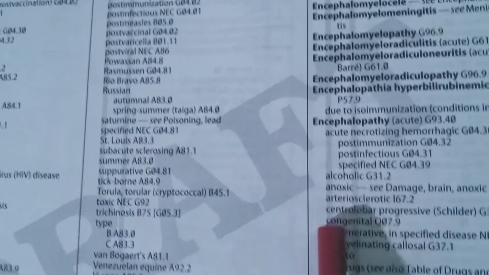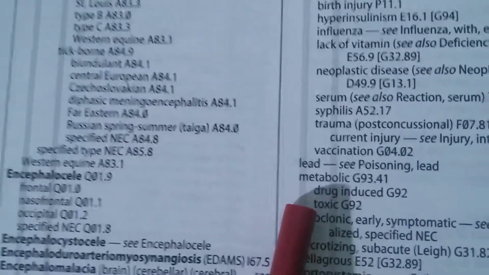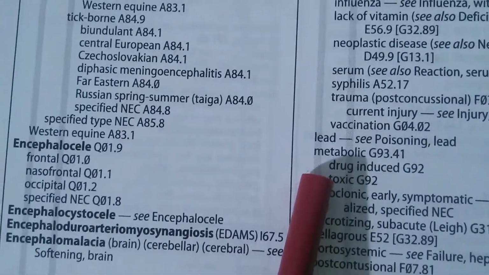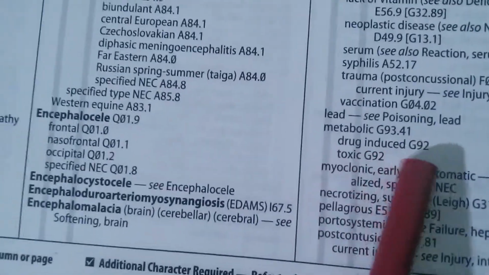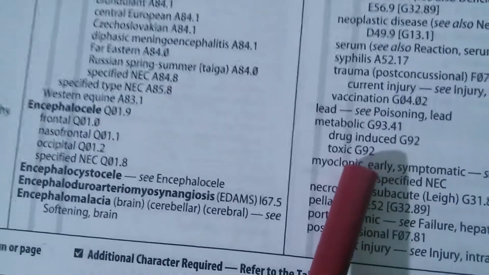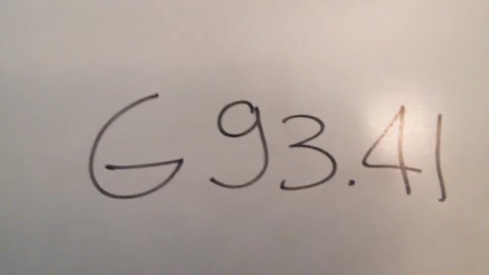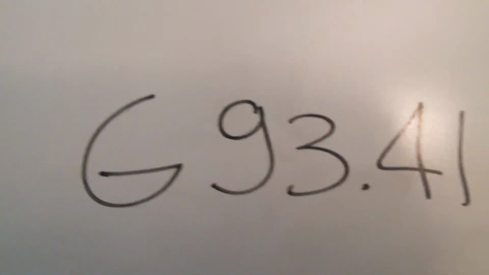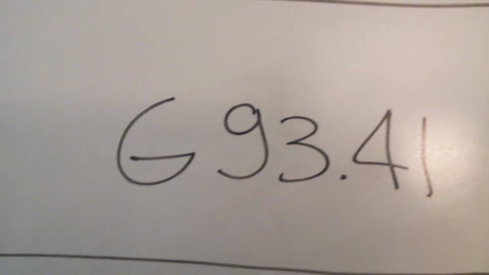Right. So alphabetically, you go all the way down to M, metabolic. Right? Now, there's a code after metabolic that is G93.41. Now, you could go to another subdivision if you had more information, drug-induced or toxic, but you don't have that information. So you stop there at metabolic, right? So we found the first code, which is G93.41 here. Okay, now the second step is to check in the tabular.